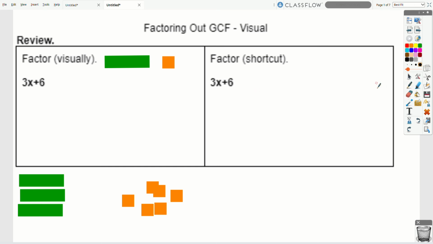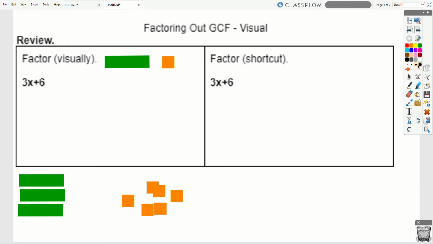In this lesson, we will be factoring binomials once again, except we'll be taking another visual approach and we will have some binomials that have a couple extra variables. And so let's review a little bit on how we factored problems like this. When we factored problems like this, we used this rectangle and this square.